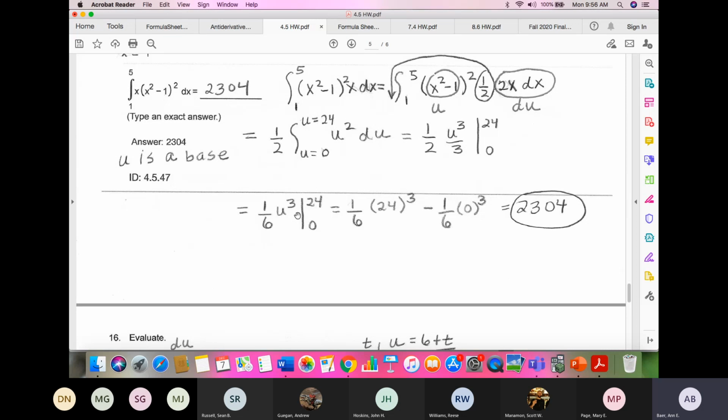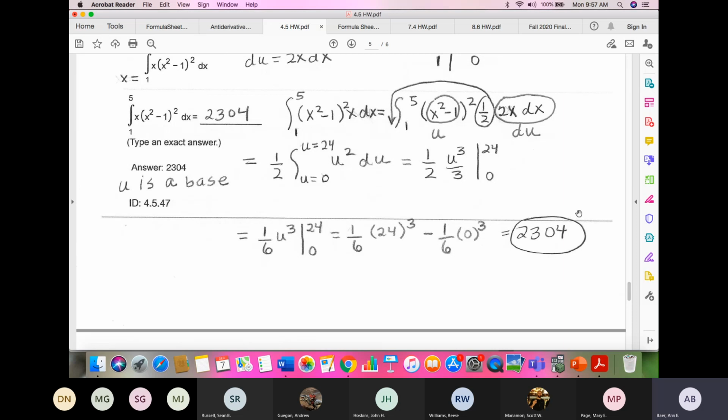And we just want to evaluate now. First, we're going to put in the highest number first. We put in the 24 for u, and we get 1/6 times 24 cubed, minus, now we're going to plug in the 0. So we get 1/6 times 0 cubed. And if you do that calculation, you will get 2304 as the answer. Any questions on what happens if you have a definite integral, and how you can utilize a u substitution then?